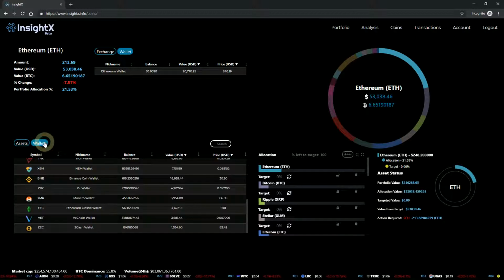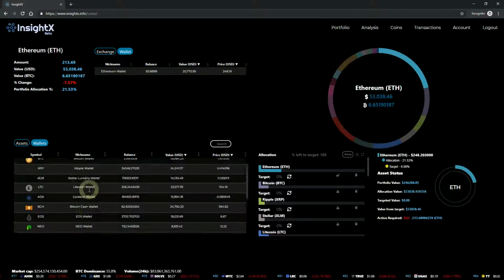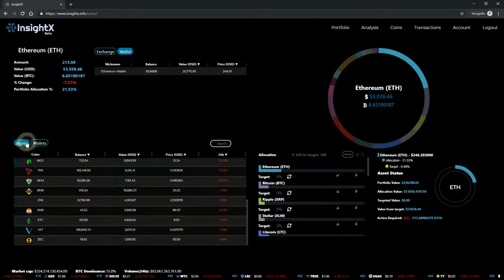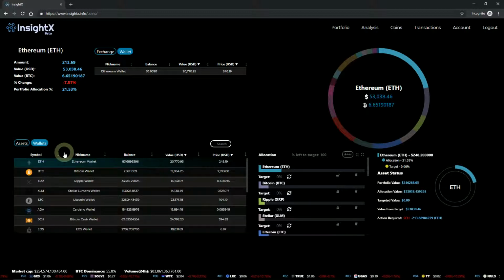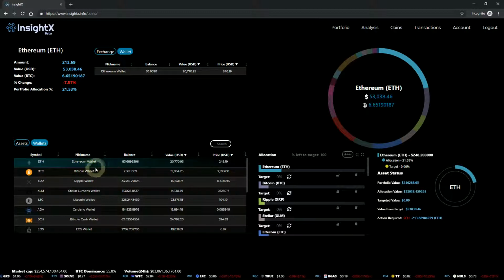And then you have a wallets tab, which is only going to show you wallets that you're holding. So let's say you have 20 different assets, but you only have a BTC or Ethereum wallet. You will only see those two here. This will also give you a breakdown of the exact balances you have on your wallets, show you the different values in those wallets as well, and gives you the breakdown in terms of the nickname that you gave that wallet.